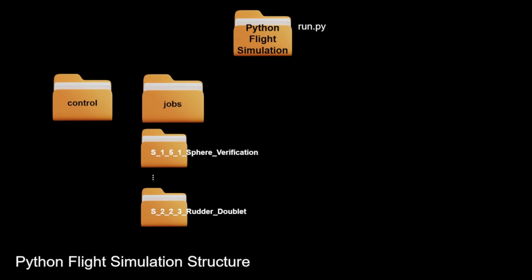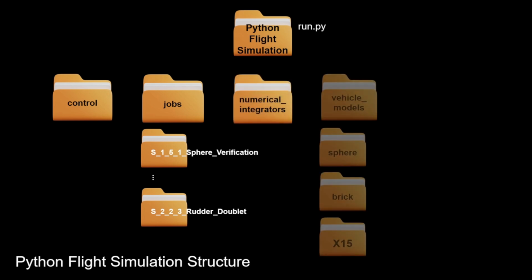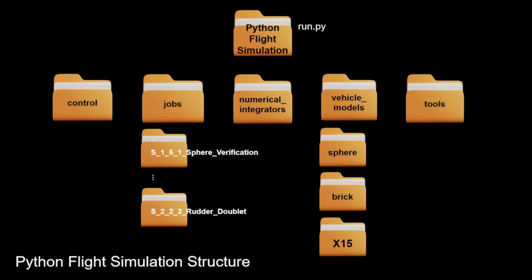The data will be stored in our Python flight simulation. The root folder contains the main script run.py, where the user executes specific jobs. The sub-packages are control, where general control input command modules are stored, jobs, where the previous sphere, brick, and X-15 simulations are stored, numerical integrators, vehicle models, where vehicle subfolders containing their aerodynamic data are contained, and tools.